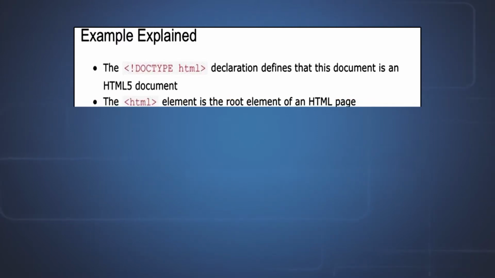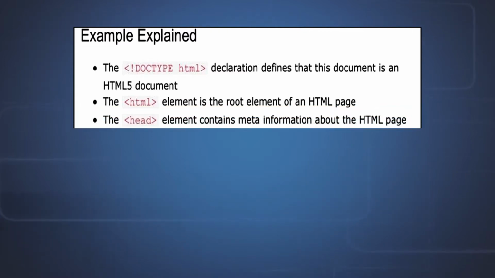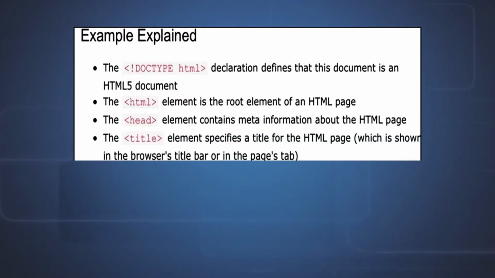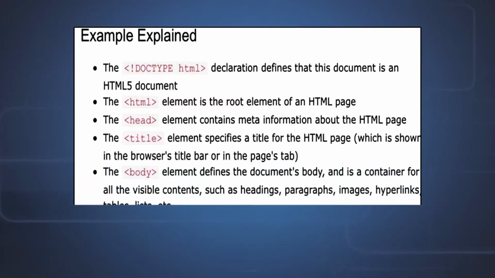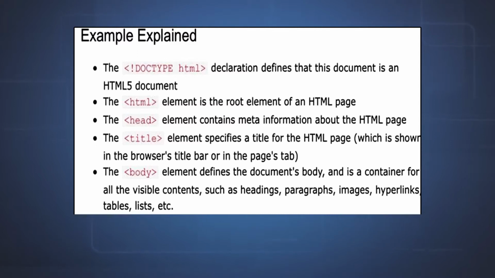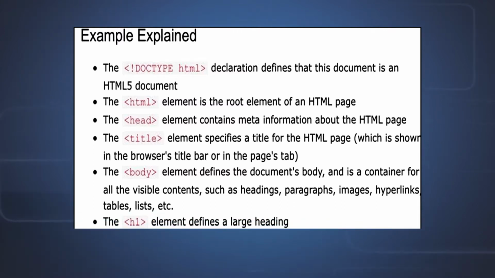The html tag is the root element of all HTML pages. The head element contains meta information about the HTML page. The title element specifies a title for the HTML page, and it is shown in the browser's title bar or in the page's tab. The body element defines the document's body and is a container for all the visible contents such as headings, paragraphs, images, hyperlinks, tables, lists, as well as other elements. The h1 element defines the large heading.